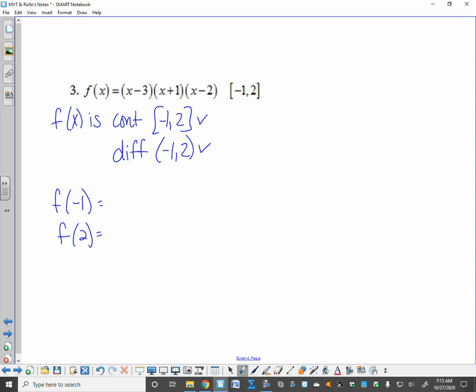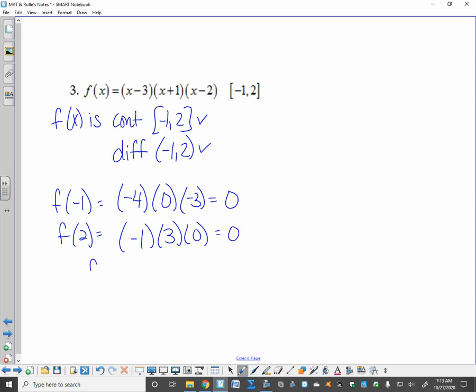If I plug a negative 1 in, let's see, that would be a negative 4. That would be a 0. That would be a negative 3. If I plug a 2 in, negative 1, 3, and a 0. So f of negative 1 equals f of 2, which is my third condition for Rolle's. So because of that, I know my slope is 0.